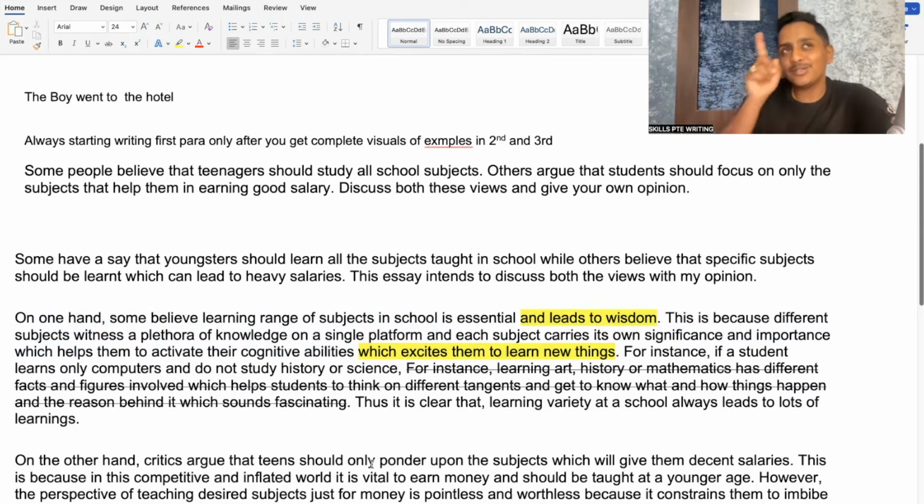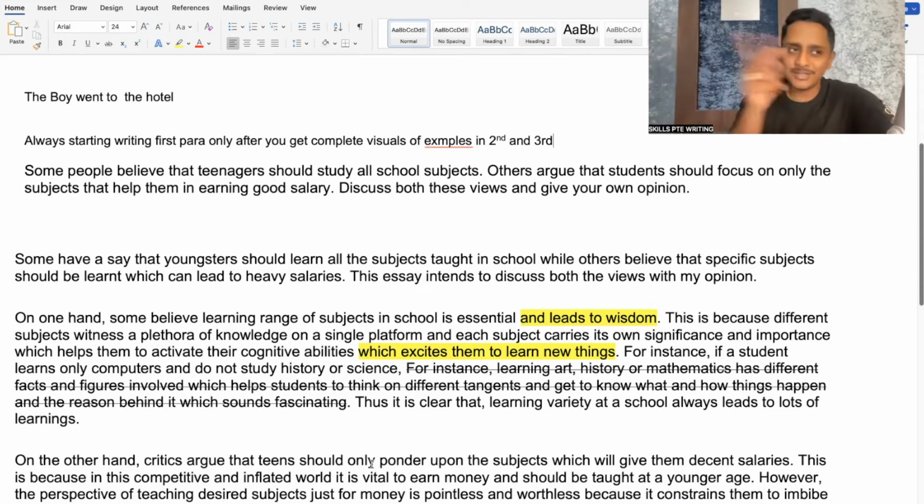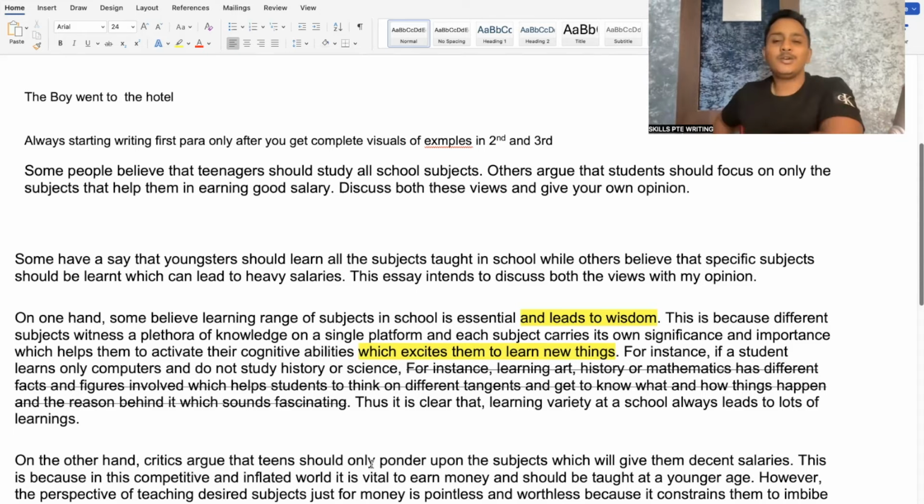For instance, if students don't study this, and study only computer science, they will have this knowledge, but they will not be able to handle these things in real life. However, students with a taste of these things can handle everything in real life. Oh, if this is my example, what could be my main idea? On one hand, learning all the subjects will help students encounter different scenarios and find solutions.